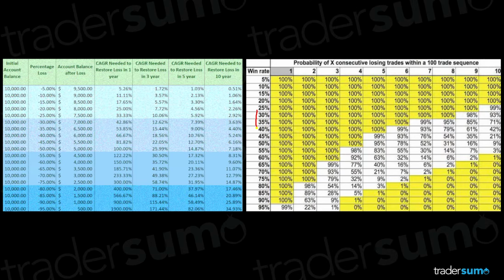But you can see if you're somewhere in this bracket, so let's just say you're in the middle, you're at 50%, you're going to lose. You basically have a 100% chance that you will lose 4 in a row. And all the way down until you get about a coin flip that you could lose 7 times in a row. So 50% of the time you can lose 7 times in a row.